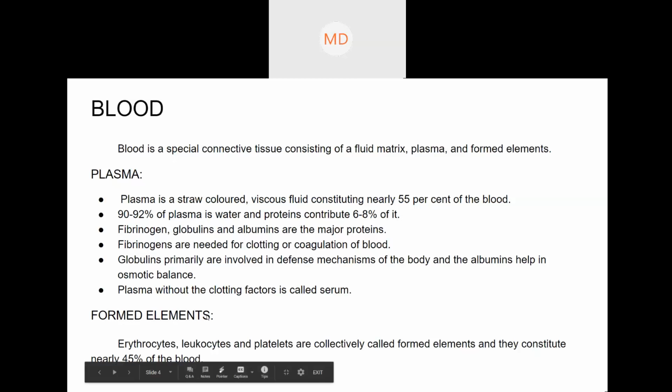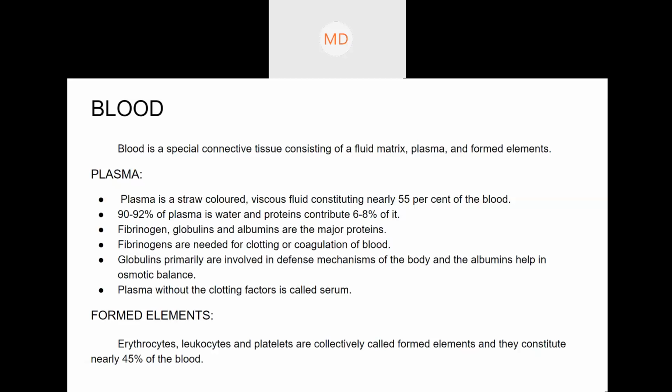Next is formed elements. Formed elements are the blood cells, not the liquid part but the solid part. There are cells in the blood. So when it is asked what is the composition of blood, you cannot say only red blood cells, white blood cells, platelets. You have to mention plasma.